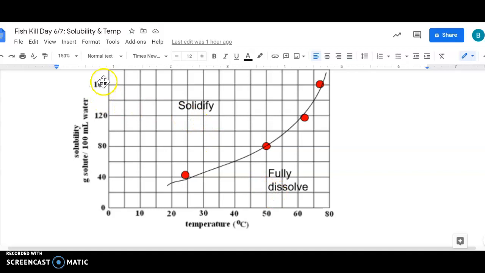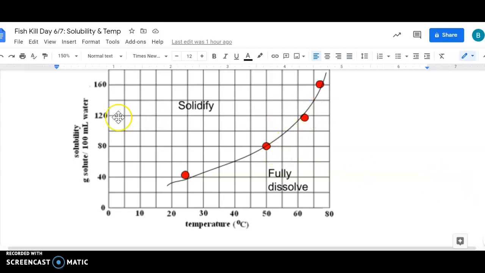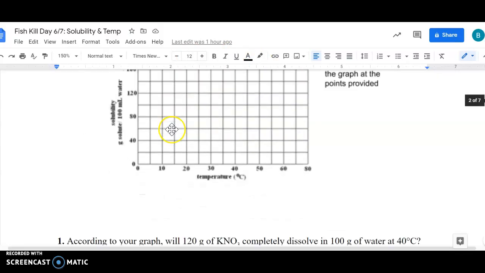So for example, 140 grams is soluble at about 70 degrees Celsius. But if we were to increase the temperature for 140 to 80 degrees, it will also be soluble. Because this is 140, 80 degrees, it is still soluble over here on this line. So below is soluble, above is where it starts to solidify or crystallize.